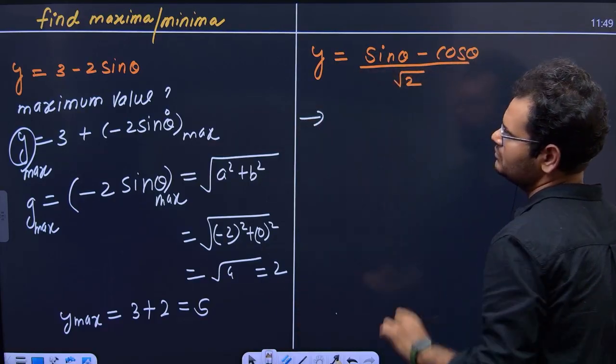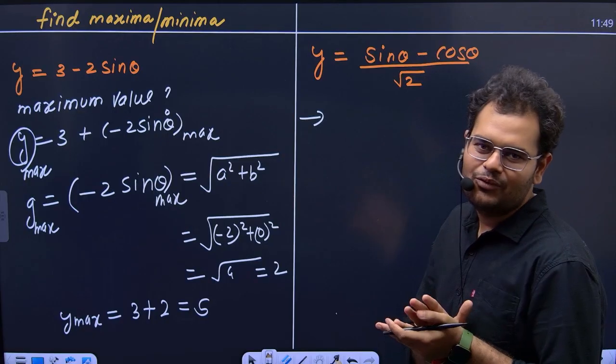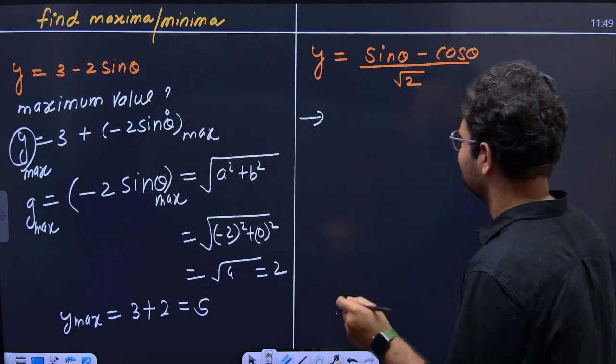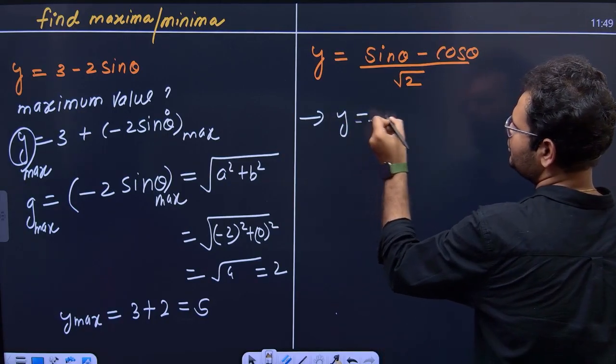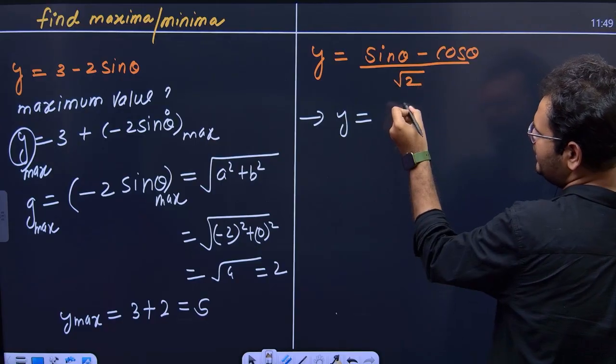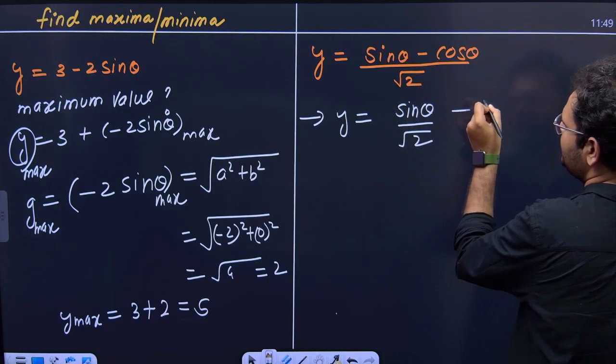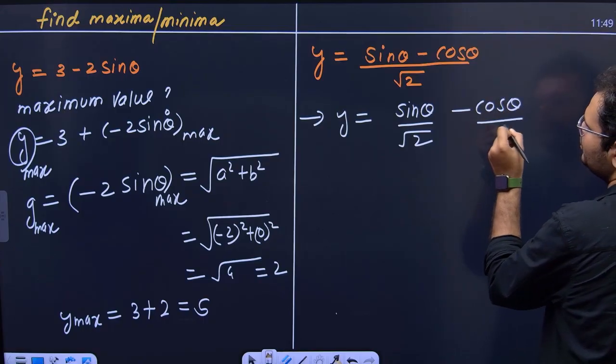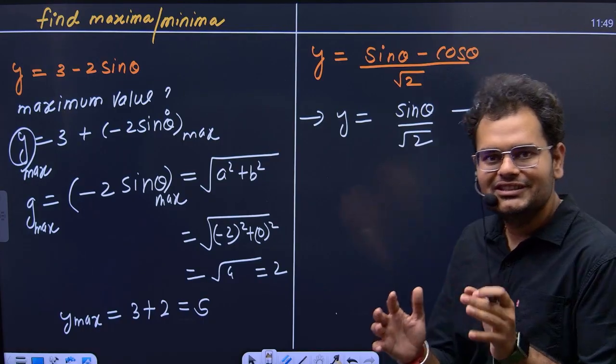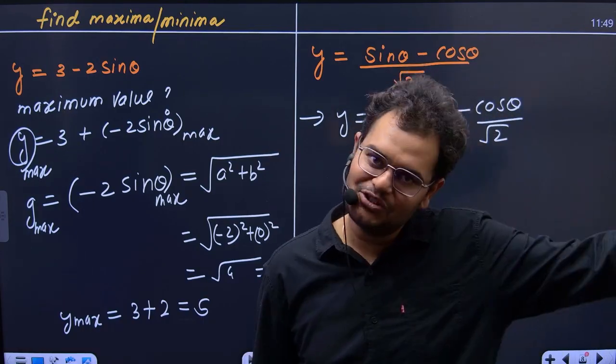Sir, what to do now? This function is also of the same form. Can you recognize it? Yes. How? Y is equal to, what do you do? This is in the denominator, right? So can I write sin theta upon root 2 minus cos theta upon root 2? Do you know this much mathematics? Okay, if not, then LKG doctor, okay?